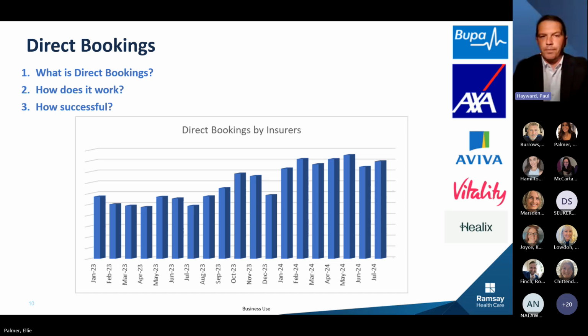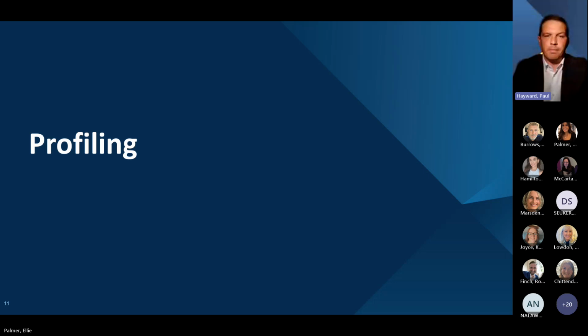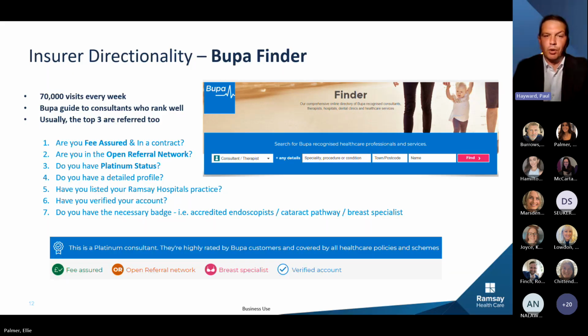Moving over to the next section then, in terms of profiling, it's becoming increasingly important, as Tash mentioned, that profiling, and certainly with the key insurers, the key insurers are using different systems to direct their patients. So we, the commercial team, think it's important that you're keeping your profiles up to date and relevant on all the key systems to make sure you're maximizing that opportunity of referral. And there's 3 systems that I want to bring to your attention.